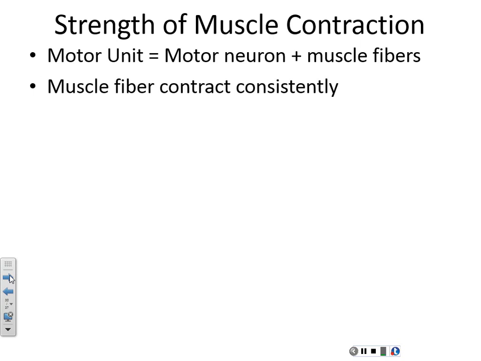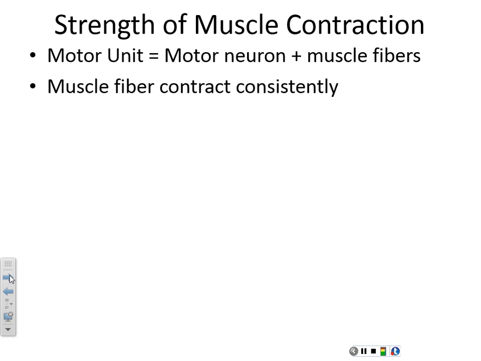So remember, we said a motor neuron will have the axon that will branch profusely, so that one neuron will control many muscle fibers. So what is the motor unit? Simply the motor neuron and the muscle fibers that it controls. Sometimes I say describe to me a motor unit. The motor neuron branches out, and it will be connected to a certain number of muscle fibers. That's a motor unit.